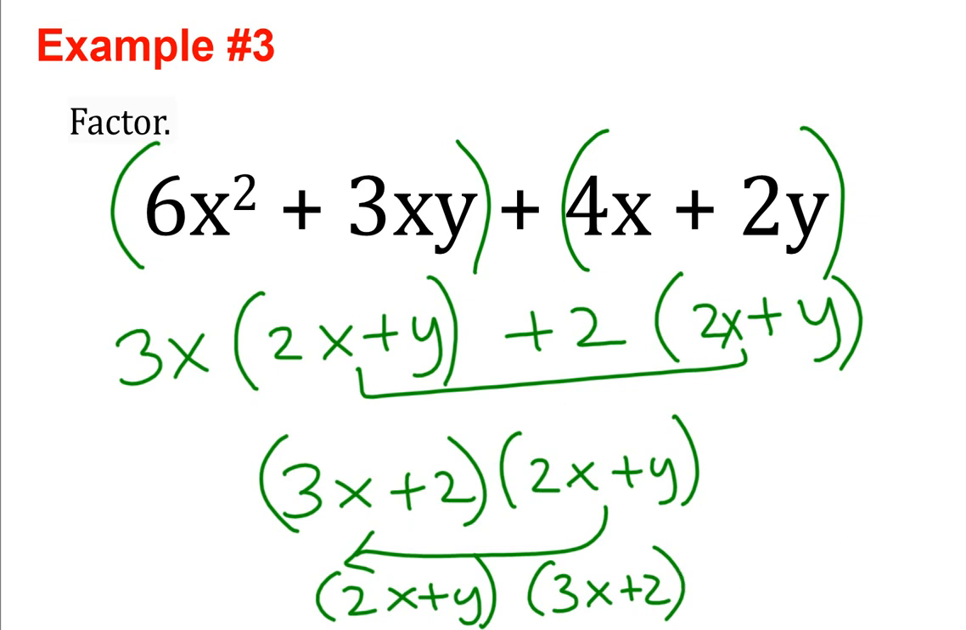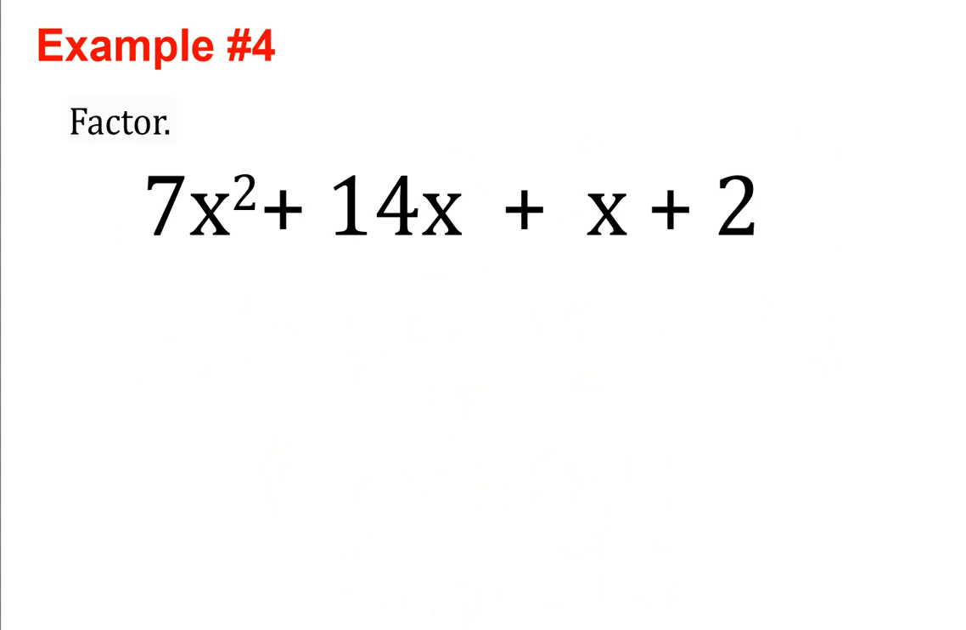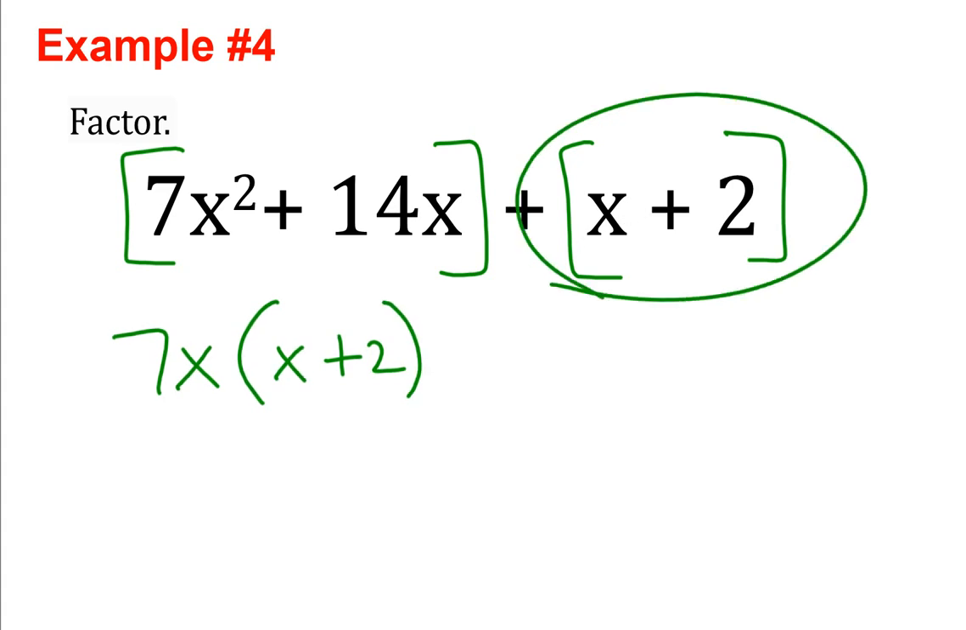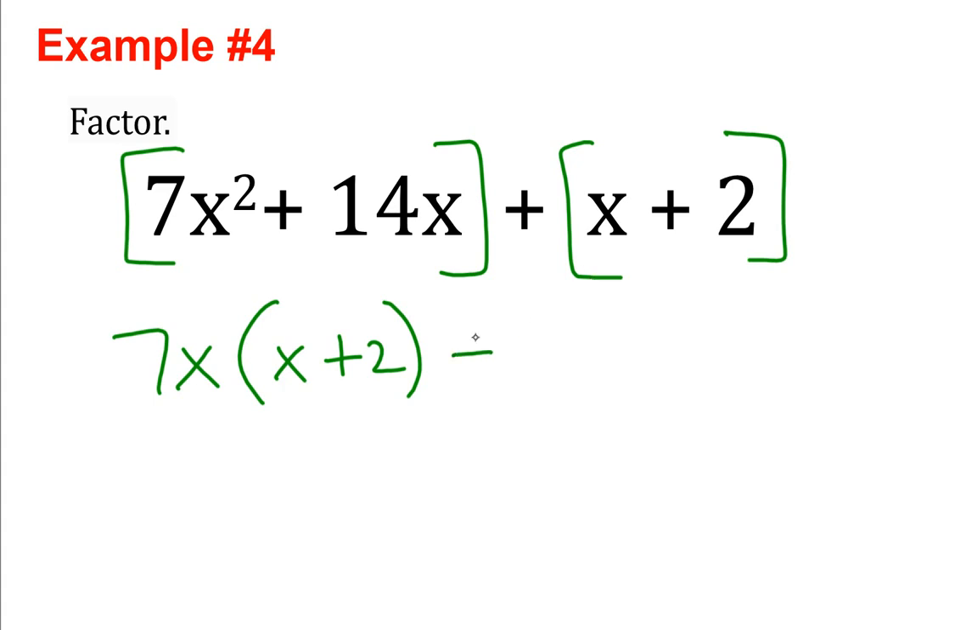All right, let's take a look at one more. I think you're getting this. Group out my first two and my last two. Pull out my GCF. Write my remainder. And when I look at this second term, they actually don't have a GCF. But I have to factor out something. So if there's nothing to factor out, then their greatest common factors are 1. So I'm going to write a positive 1 here.